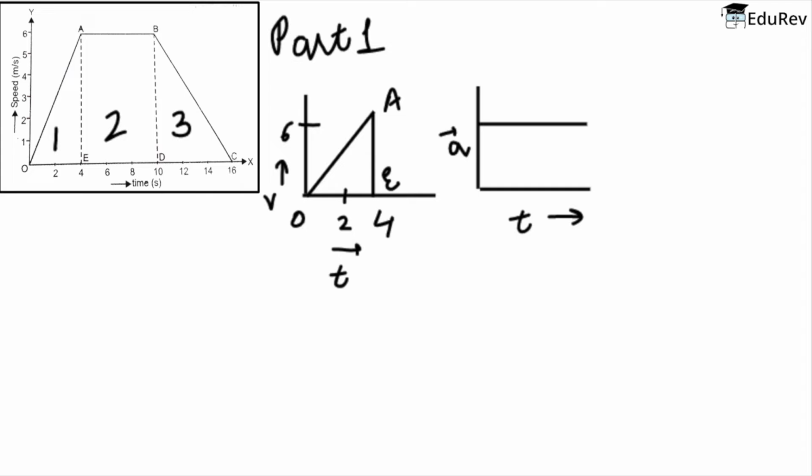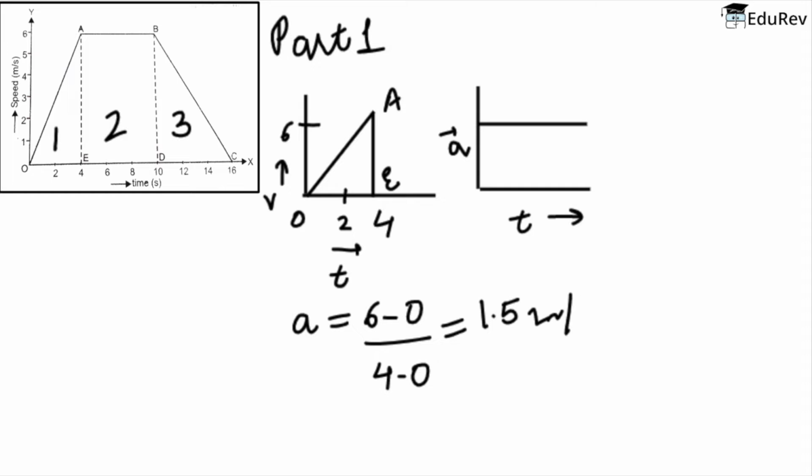The slope of this graph will be the final value of the y-axis, 6, minus the initial value of the y-axis, divided by the final value on the x-axis, minus the initial value on the x-axis. So this is 1.5 meter per second square. So here is the AT graph of our part 1.